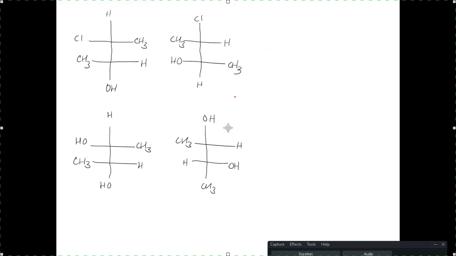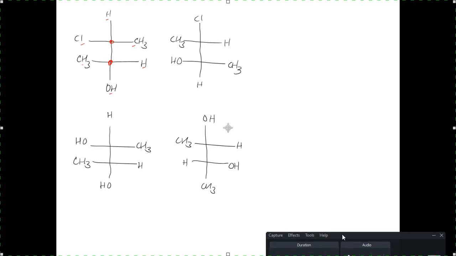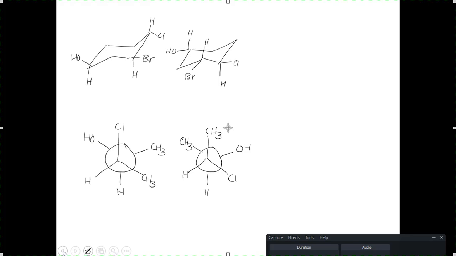Okay. Now when we have Fischer projections, in this case, the first thing I do is when I look at these two chiral carbons, I'm going to check chlorine, hydrogen, methyl, OH, hydrogen, methyl. These cannot be meso. And if they cannot be meso, then that means that I'm going to try and align them. So what I'm going to do is do each carbon individually here.